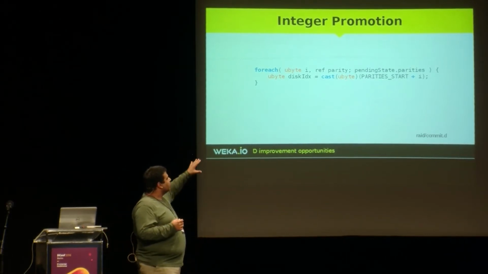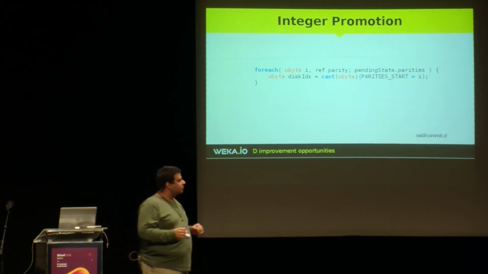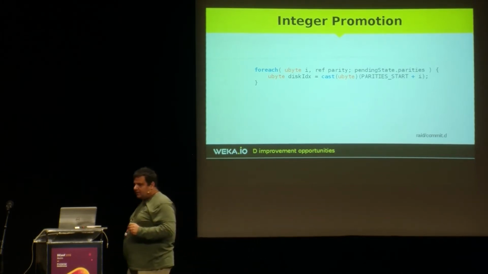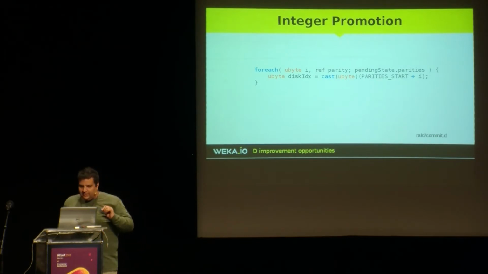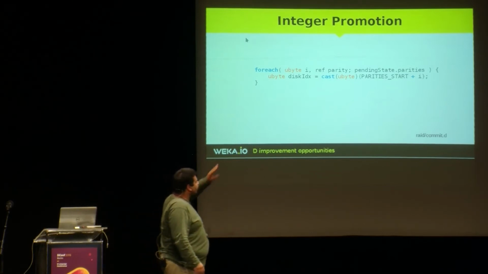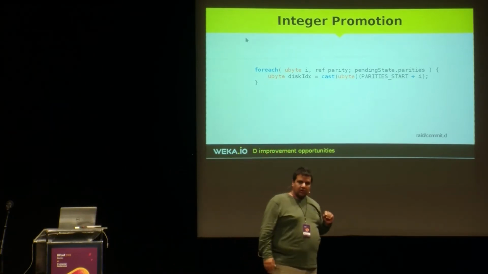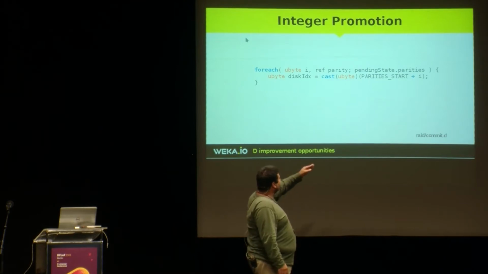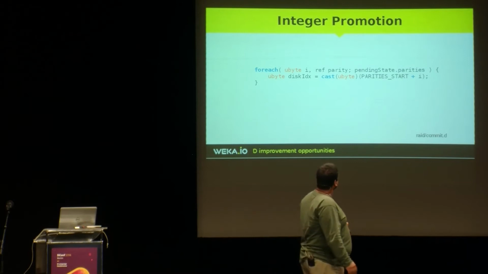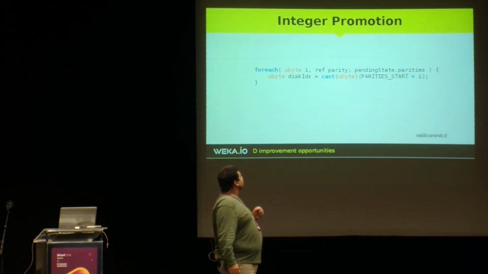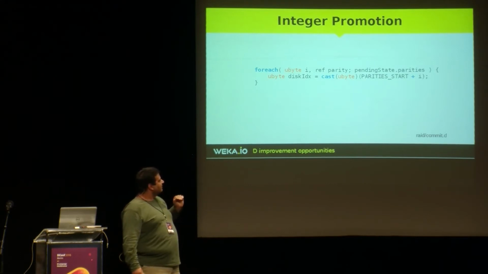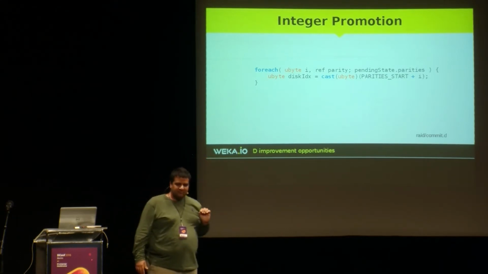This is actual code. Whenever I'm showing actual code from the Weka code base, I'm giving the actual file from which this is taken. So we have two entities there that we're adding. We're taking parity start, which is an enum of type ubyte, and we're adding to it I, which is an integer of type ubyte, and we're putting that in disk index, which is a variable of type ubyte. And we have to put the cast there.